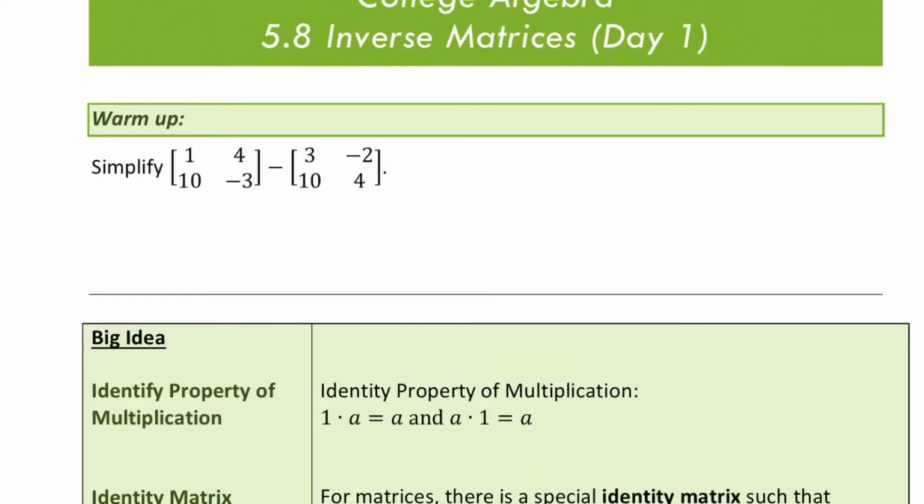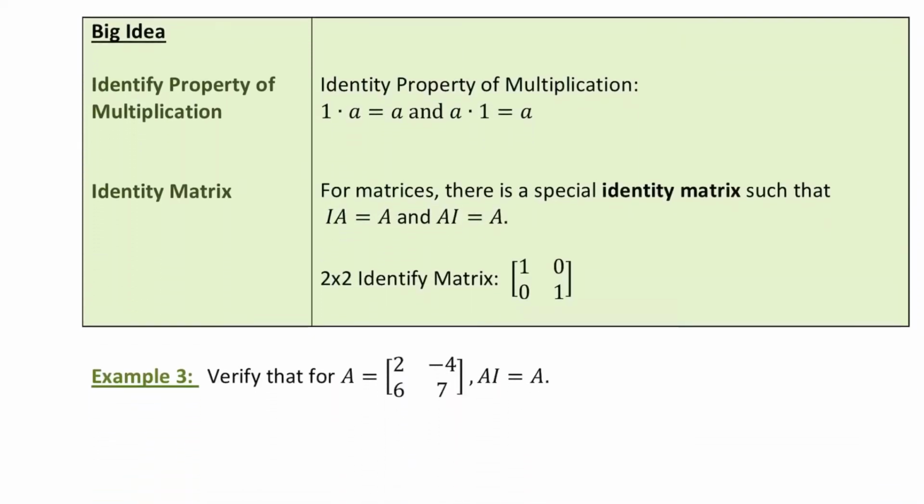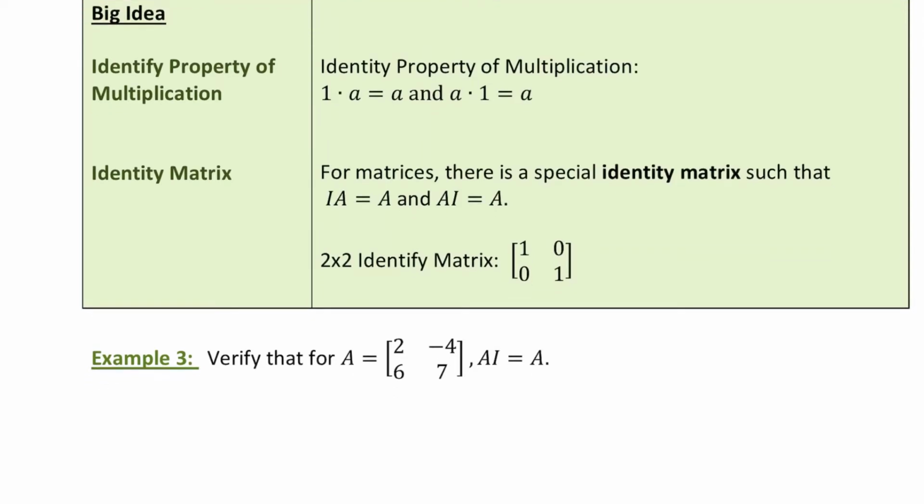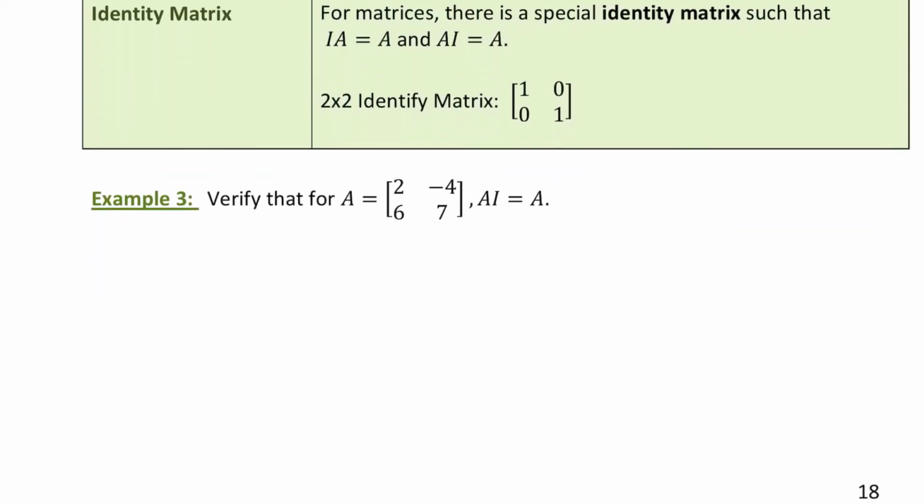So we're going to look at what are called inverse matrices today. Take you back for a second to the identity property of multiplication. If you're multiplying 1 times any other value, it doesn't change the result that you had to start with. There's a special matrix so that if you multiply this matrix times any other matrix, you still get your original matrix back, and that matrix is called the identity matrix.